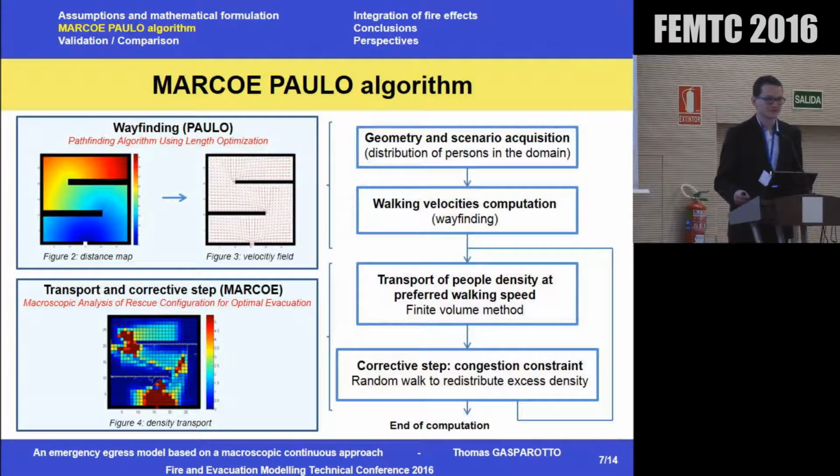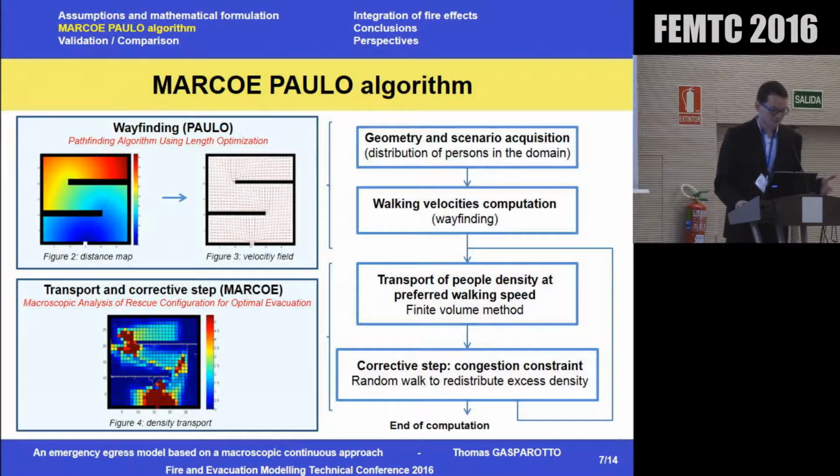And the goal of this algorithm is to compute the velocity field in which people density will be transported. So after creating the geometry, the POLO algorithm computes the length of the path from each starting point to the nearest exit. It is assumed here that people try to minimize their travel time to the exit, and so have a perfect knowledge of the configuration of the building. So from each point, the evacuation velocity is directed along the shortest path to the nearest exit.